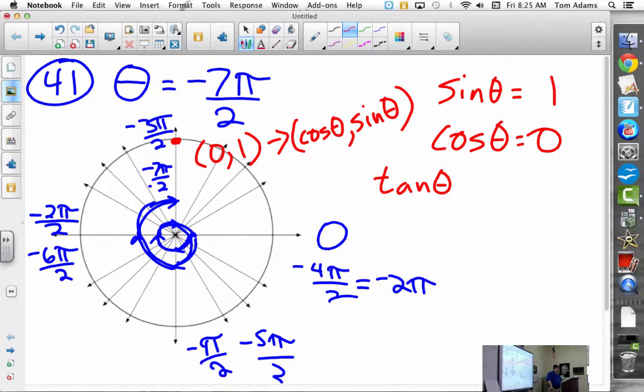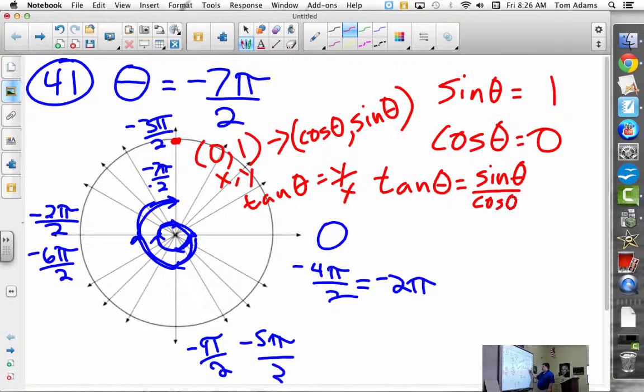Then we're asked to find tangent of theta. Uh-oh. How do we find tangent of theta? Well, if this is x, this is y, then tangent of theta on the unit circle is y over x. Now think that through for a second. If tangent of theta is y over x, and sine is y, and cosine is x, what's another way to think of tangent of theta? Tangent of theta is really sine of theta over cosine of theta.